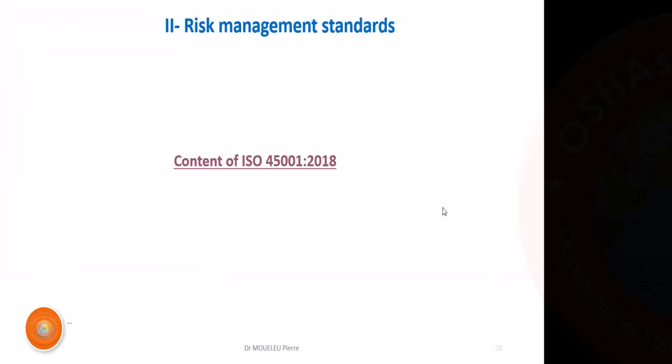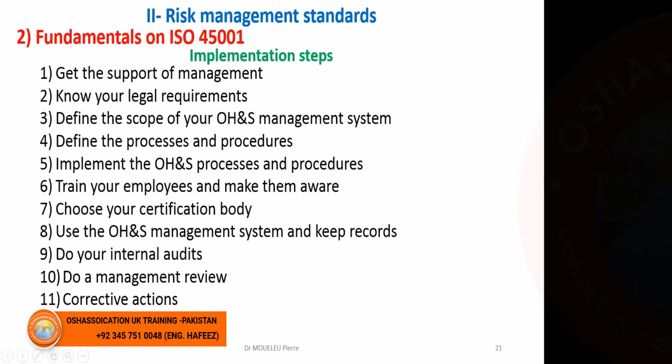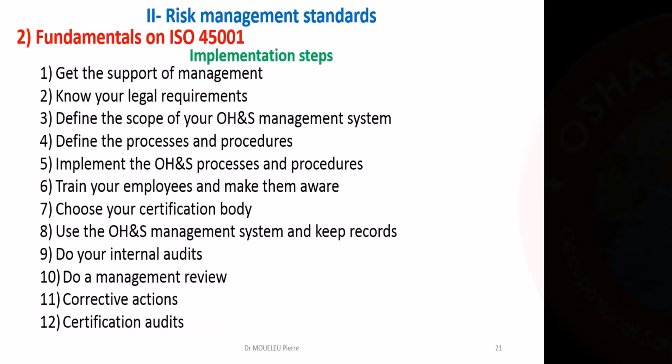Now let's continue with our presentation. To implement the standard, what are the steps? You should get the support of your management, your top management. Top management should be really implicated in this process. You should know your legal requirements. You should ask yourself, what are the different legal texts in your country that apply in your company in terms of occupational health and safety management? You take the list of all those requirements, go through all those laws, and ask yourself what is your level of compliance for each text of law.